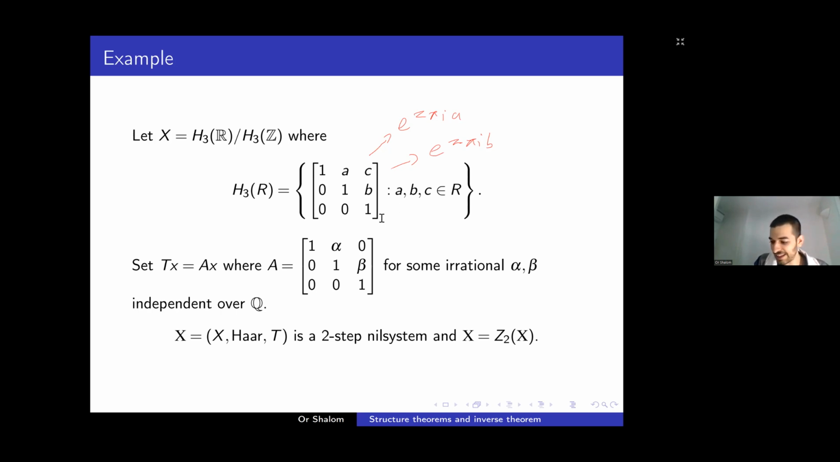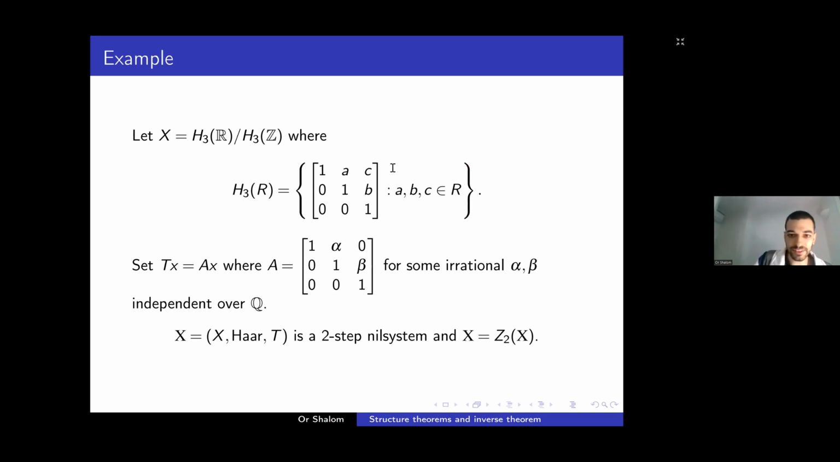But the problem is that when I want to look at the third function, the function e to the 2 pi i c, I have a problem because this is not a function on the quotient space. So these two are defined on the quotient space. If you multiply by an integer matrix, you get the same value. But this one is not. If you multiply by an integer matrix, you will get different values. So in order to use higher order Fourier analysis, I need to somehow be able to speak about the c coordinate. But there is a way to do it.